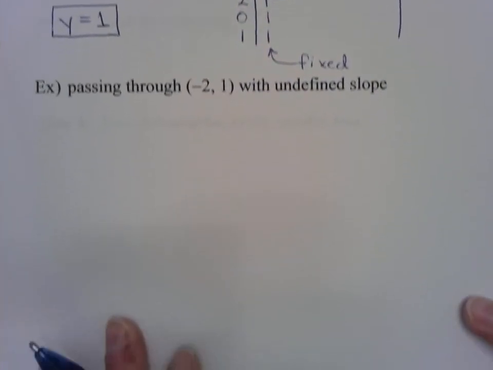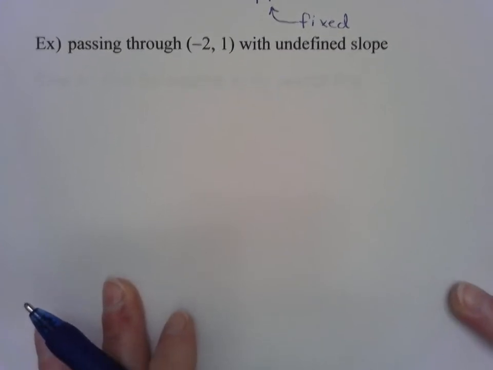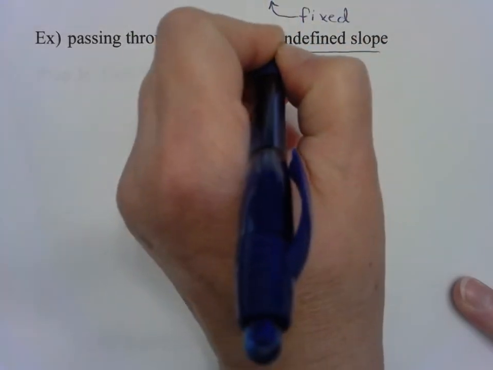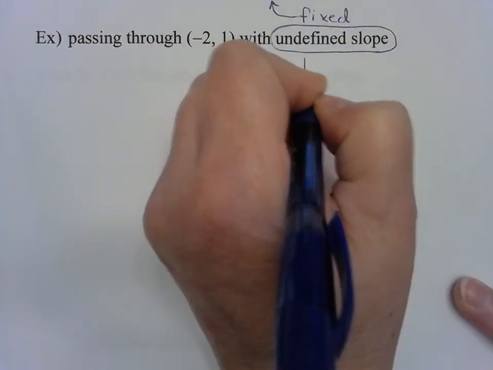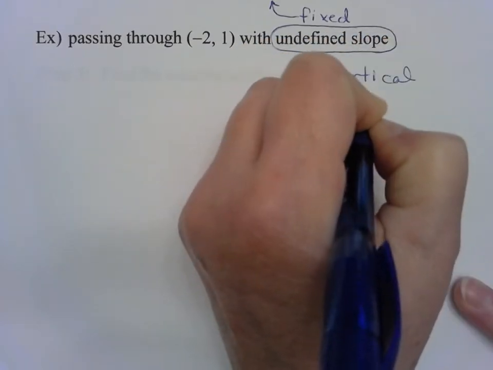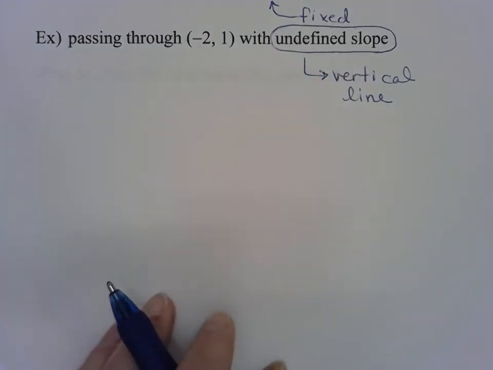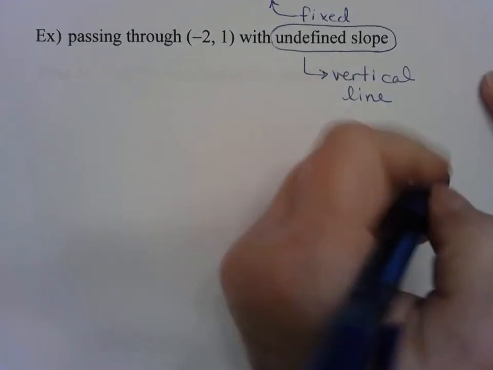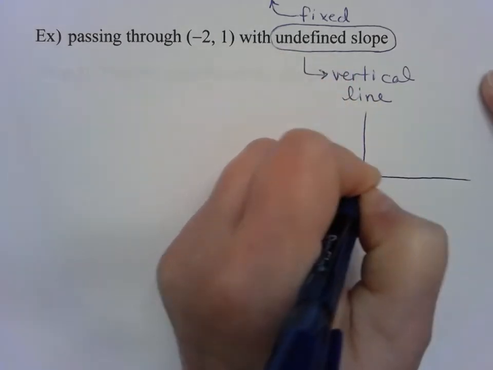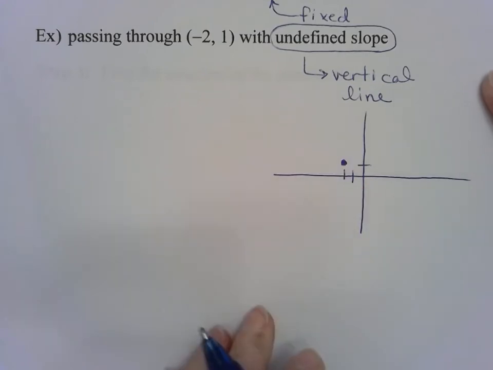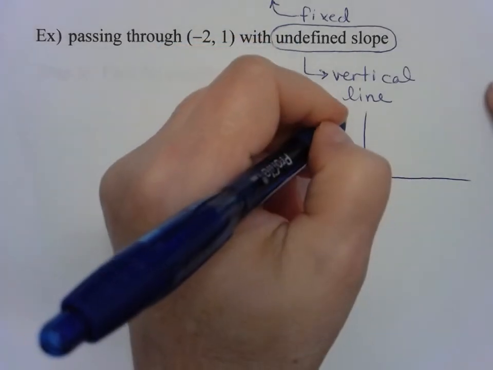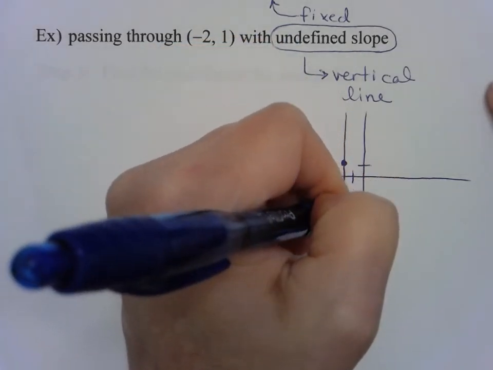Okay, what about a line passing through -2, 1 with undefined slope? All right, if the slope is undefined, we know it's going to be a vertical line. So let's draw the picture first this time. Here's our point, -2, 1. And because our slope is undefined, it must be a vertical line.